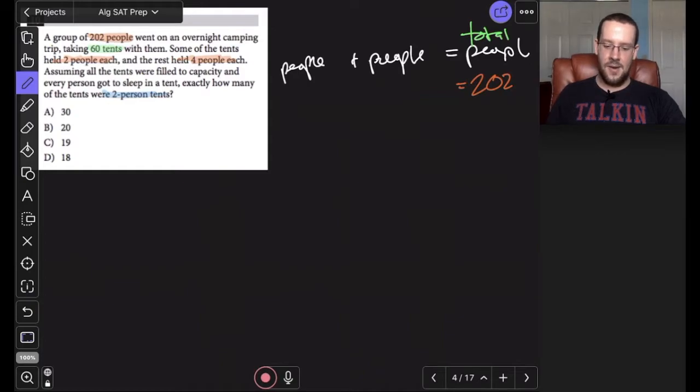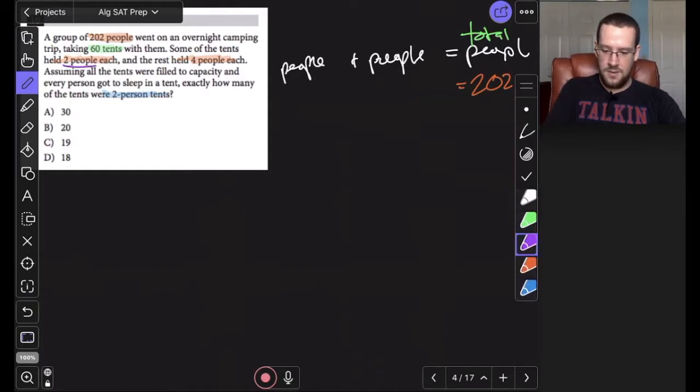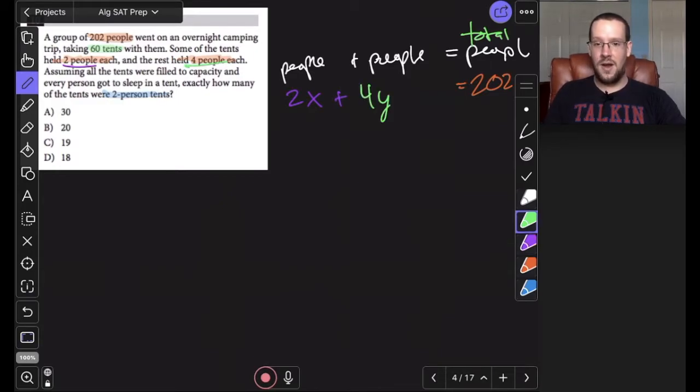Well, let's see. We have 2 people here, so how about this one come first? So it's X. And then we have 4 people here, so I'll do that one as Y. Notice I'm just taking all the people and putting them into an equation: 2 people plus 4 people is equal to the total amount of people.